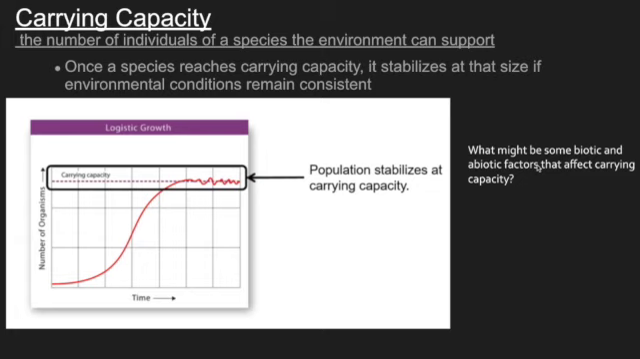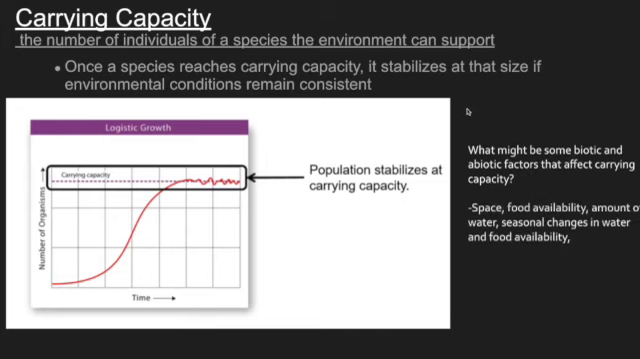However, there are limiting factors. So what are some biotic and abiotic factors that could affect the carrying capacity? So that's space, food, amount of water, seasonal changes, and then food availability as well. So we said that. And there are many, many more.